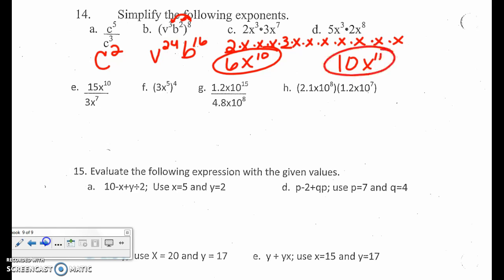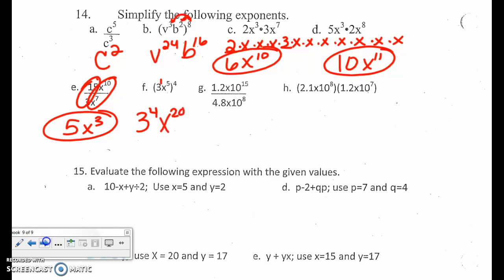We get 10 x to the 11th. And then here we're going to divide 15 and 3 to get 5. And when we divide exponents, we subtract them. So 10 minus 7, we get 3. Remember, 3 over here for f has an invisible 1. So we get 3 to the 4th, x to the 20th, because we have to multiply by every exponent.